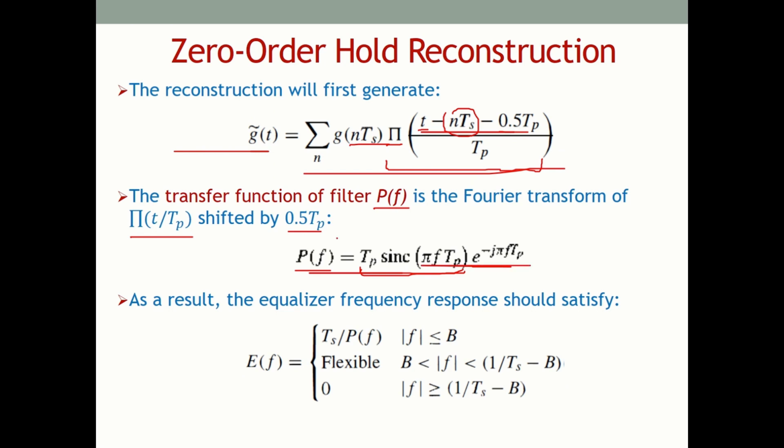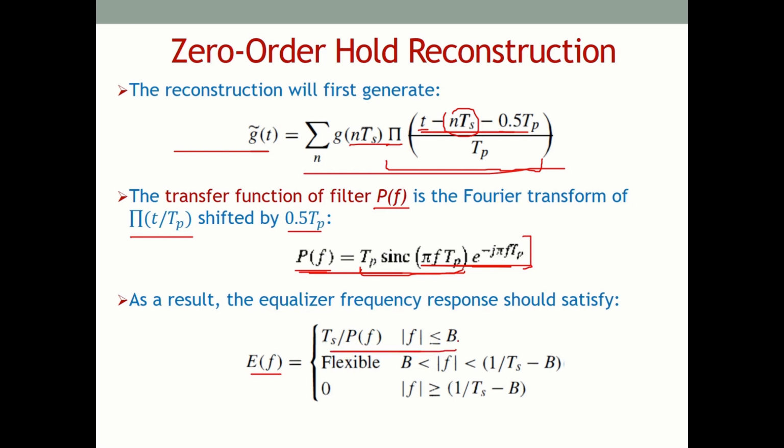There is an exponential term here. This exponential term is due to the shift in time domain. We know from the property of Fourier transform that a shift in time domain results in an exponential term in the frequency domain, right? So this is because of that. So we know PF now. So as a result, the equalizer can now be plotted. So how can we plot it?